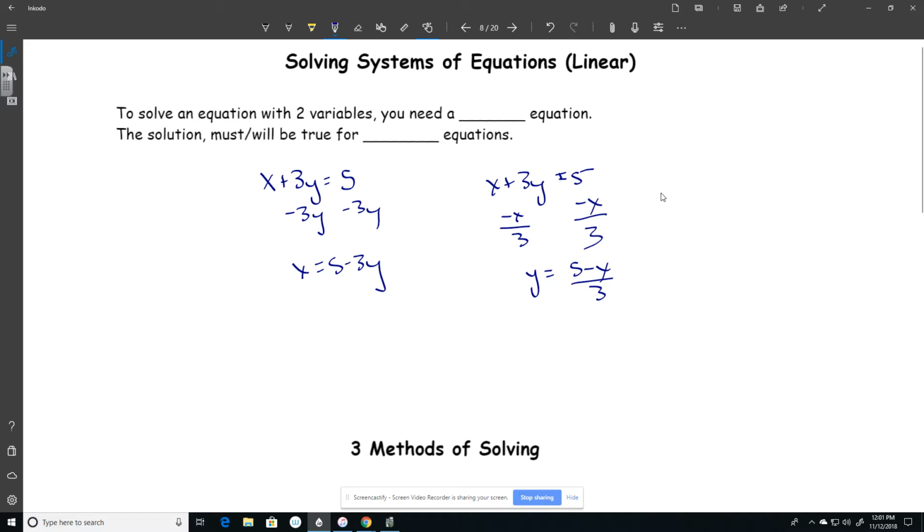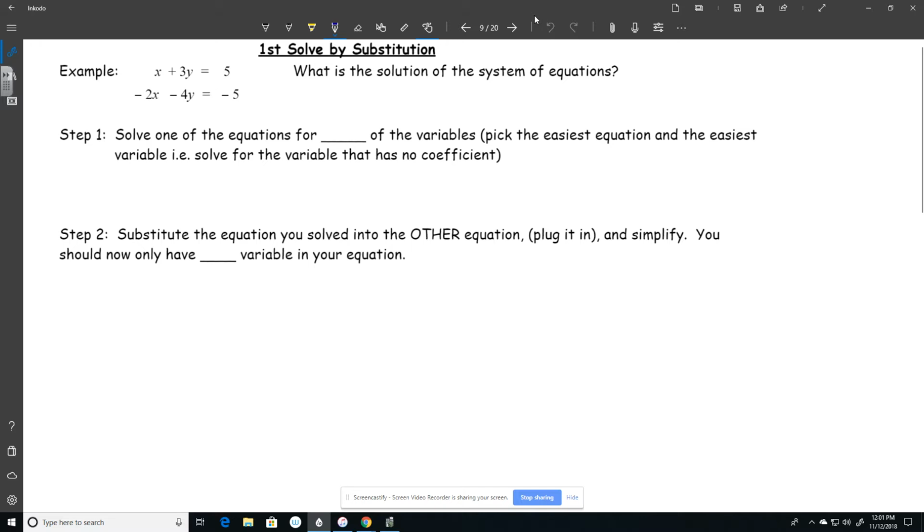And the problem is we need another equation. So to solve an equation with two variables, you need a second equation to help you solve the first. Now, the solution that you're going to get is actually going to be true for both of those equations. So I'm going to show you three methods today. And the nice thing about the three methods is it doesn't matter which one you use. You've just got to pick the one that you like, that you're comfortable with, or maybe you like to use a different one in different situations.